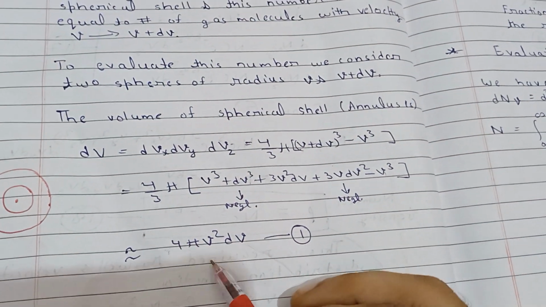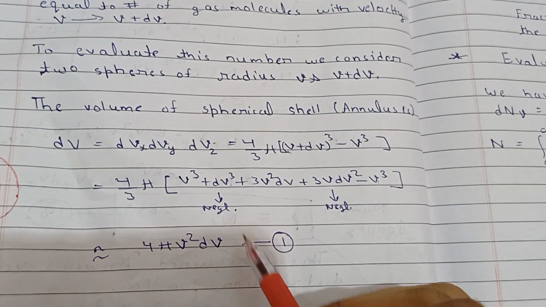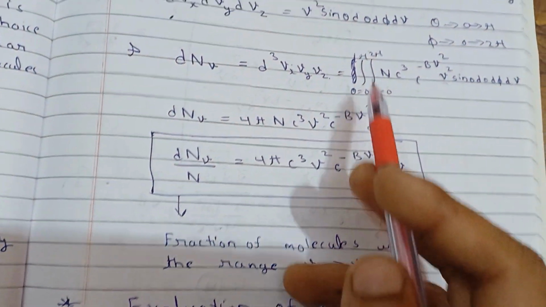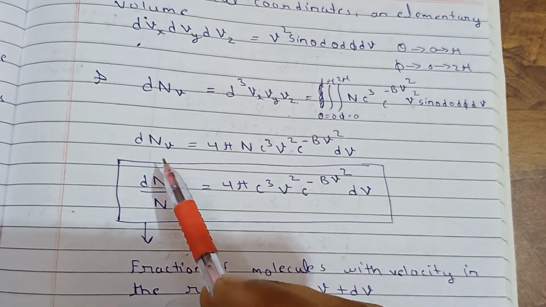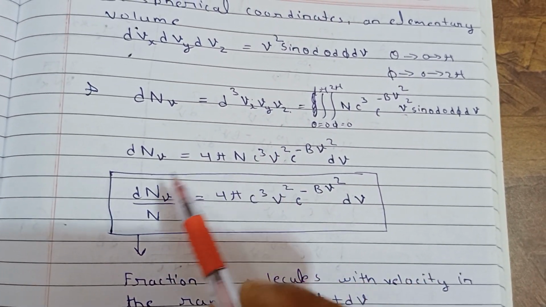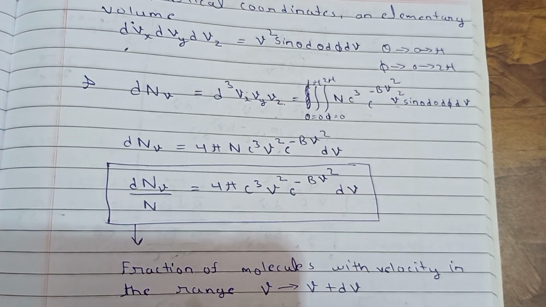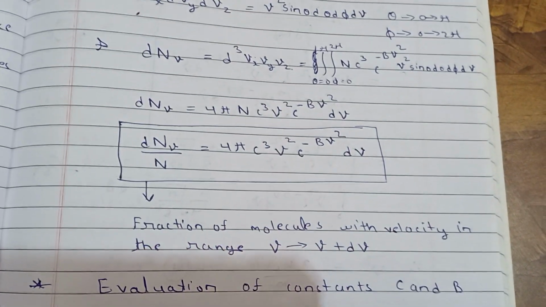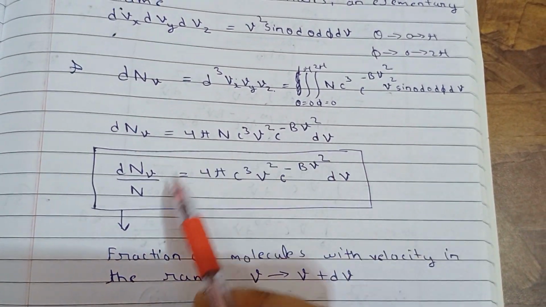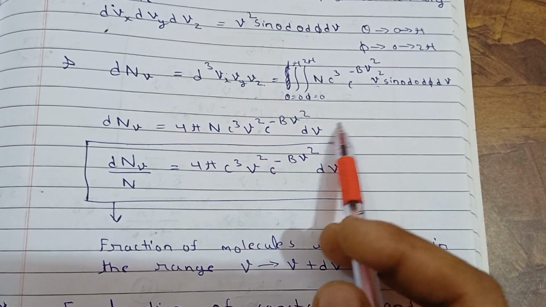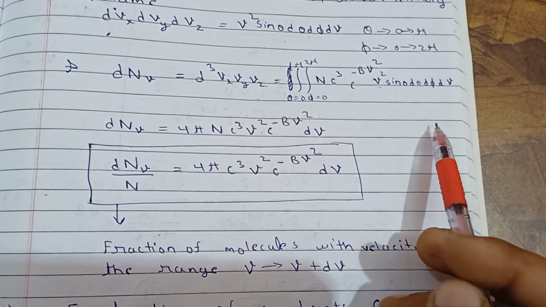Just multiply the density with this volume, and this will give you the total number of particles, which is the same. So you can go either way. And now from here you can find the particle fraction also. dn v divided by n will be given by this. So now we have the particle fraction, means these are the number of particles lying between region v and v plus dv.